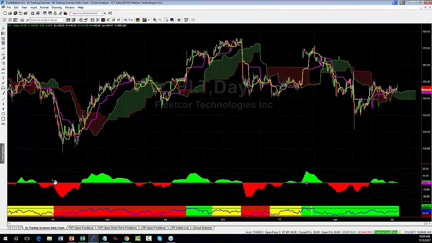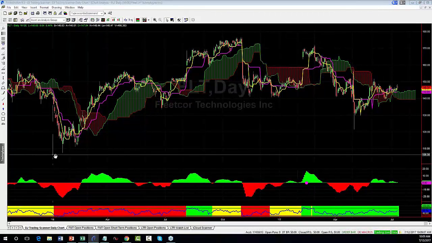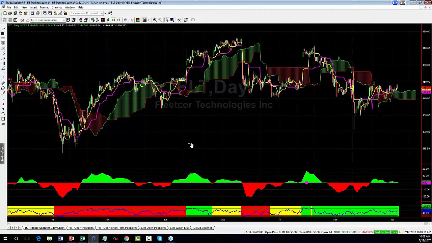Red means predicting more lows. You can see it's accurate. When it turned red, it predicted more lows. When it turns green, it predicts more highs. It's accurate, right? So it's helpful. It's just a confirmation before I take the trade.